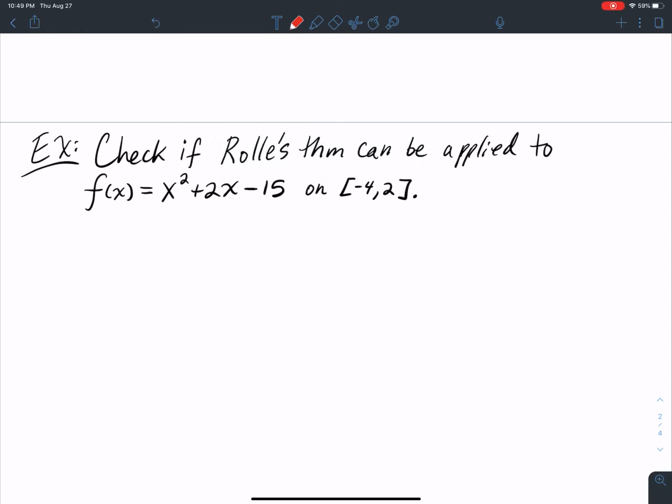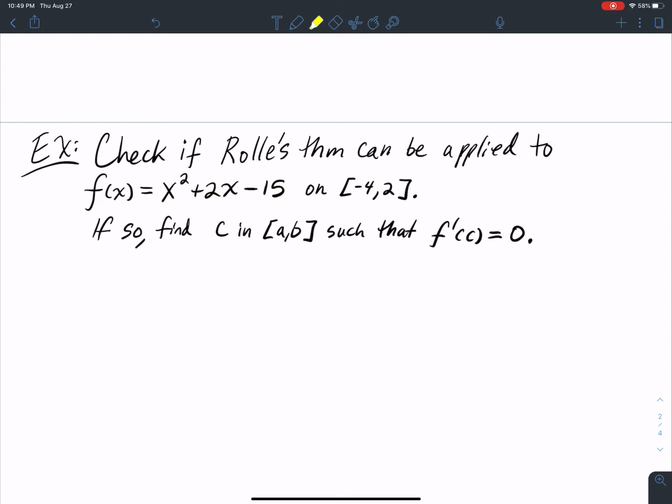So in this video, we're going to check to see if Rolle's theorem can be applied to the function f of x equals x squared plus 2x minus 15 on the closed interval from -4 to 2. If it can be, find a c in (a, b) such that f prime of c is equal to 0. So some c between a and b.